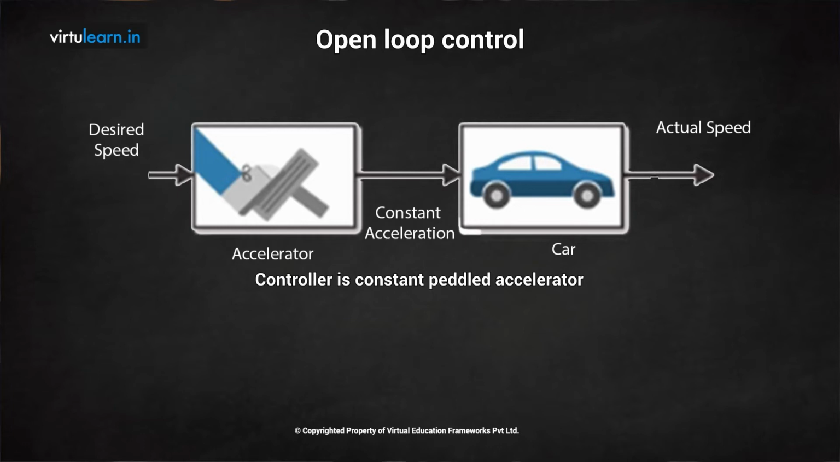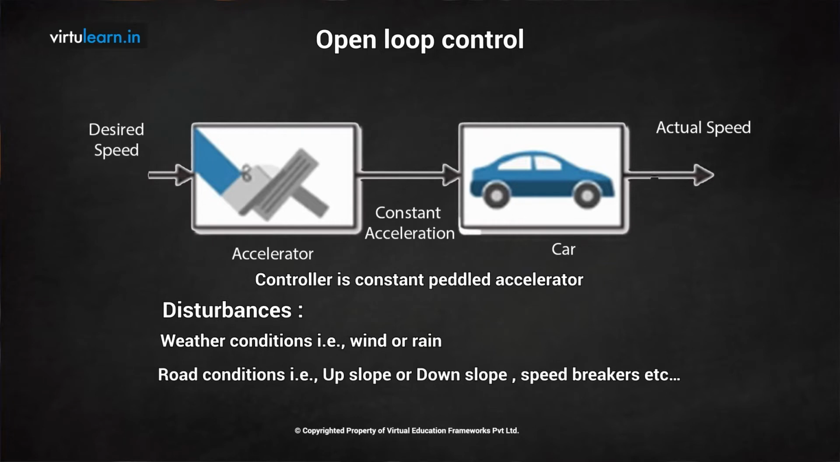But there will always be disturbances in this particular system. The disturbances are nothing but the weather conditions, that means you may have wind or rain, or sometimes the road conditions, you may hit an upslope or downslope, sometimes there are speed breakers and all those things. These are your disturbances. So when you have these disturbances, if you maintain a constant force on the pedal, then you cannot reach the destination in time. So your open loop control system may not perform well when there are disturbances, as we know.